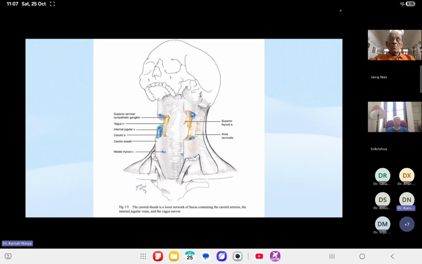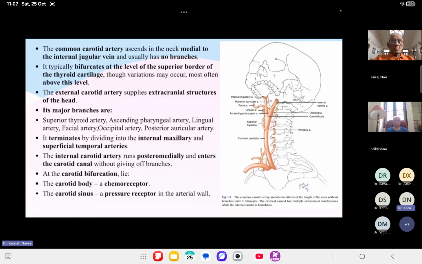This is the same picture depicting the carotid sheath with the contents as carotid artery, internal jugular vein, the ansa cervicalis, which is looping in the anterior fibers, and posteriorly the vagus nerve, and above the sympathetic ganglia. The common carotid artery courses in the neck medial to the internal jugular vein, and it usually has no branches. It typically bifurcates at the level of the superior border of the thyroid cartilage, though variations may occur, most often above this level.